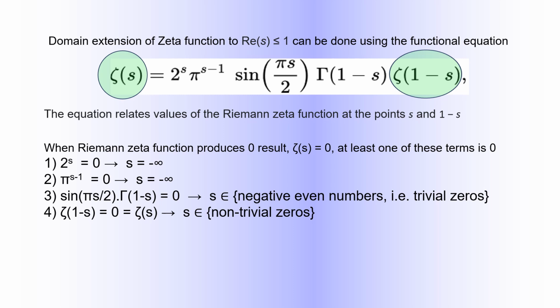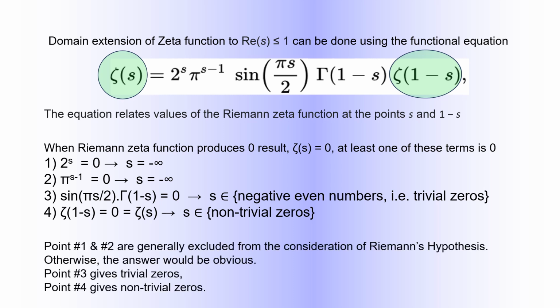3, sine of pi times s over 2, times gamma of 1 minus s, equals 0. This gives us elements of negative even numbers, i.e. trivial zeros. 4, zeta of 1 minus s equals 0. This produces non-trivial zeros. Points number 1 and number 2 are generally excluded from the consideration of Riemann's hypothesis.